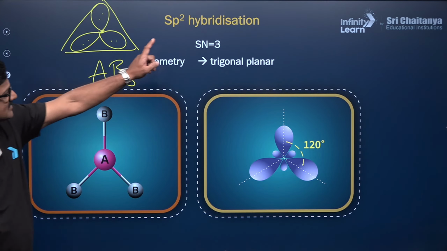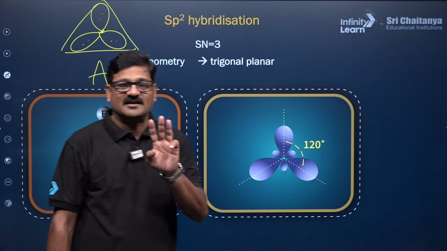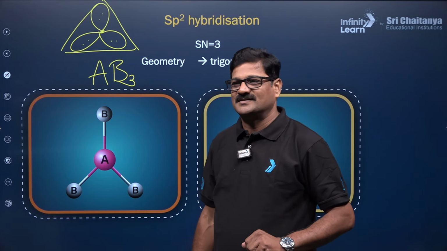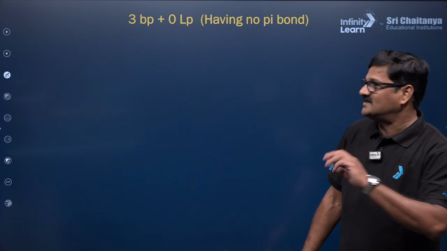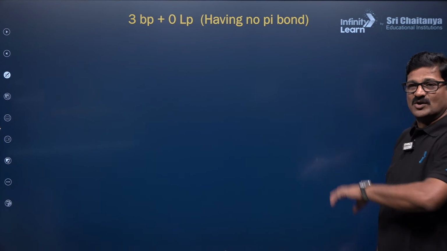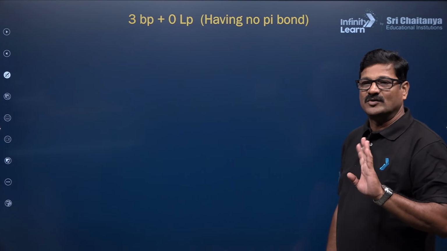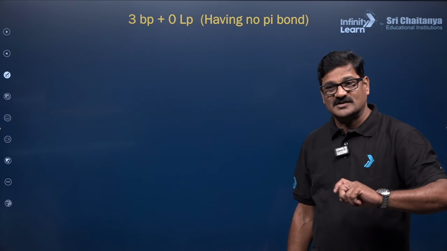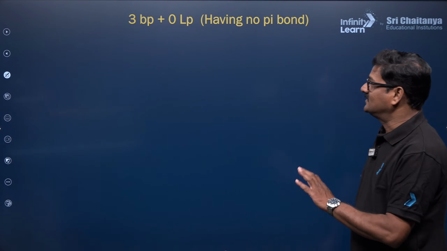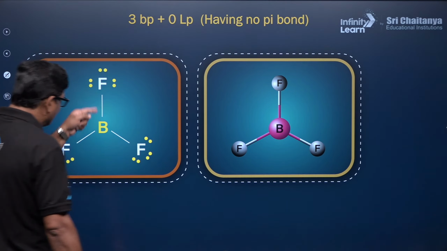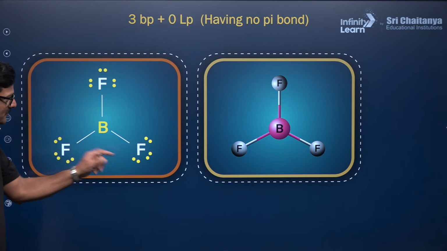So in this steric number 3, let us take 3 combinations. Okay, let us take the first combination: 3 bond pairs and 0 lone pairs, so having no pi bonds. I can introduce pi bonds as well. Look at this: if that is the case, BF3, boron, fluorine, fluorine and fluorine.